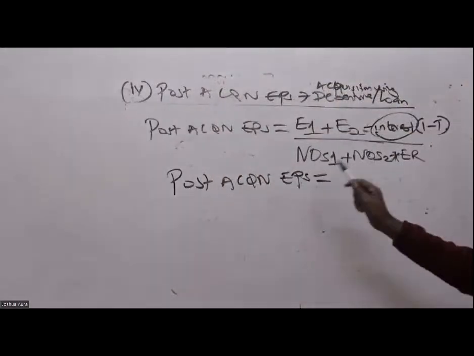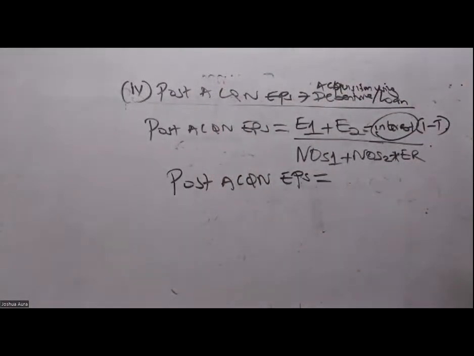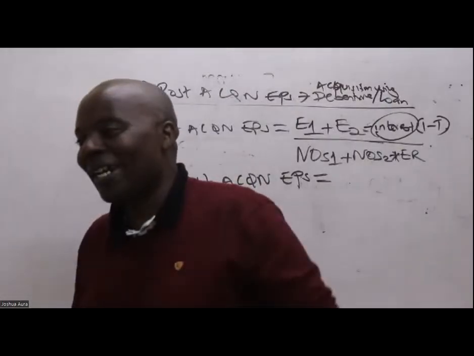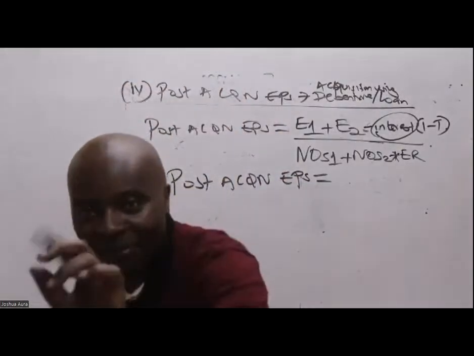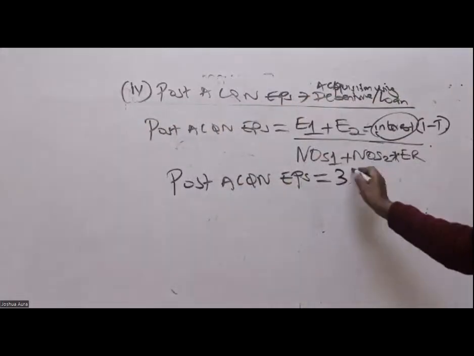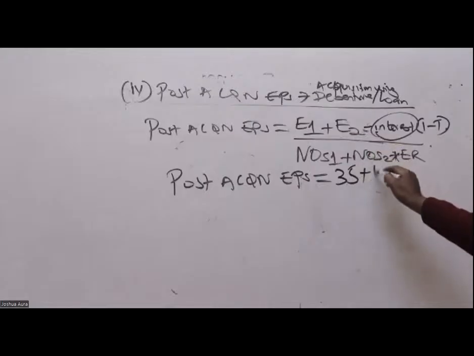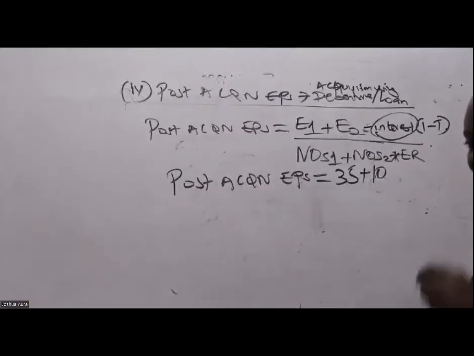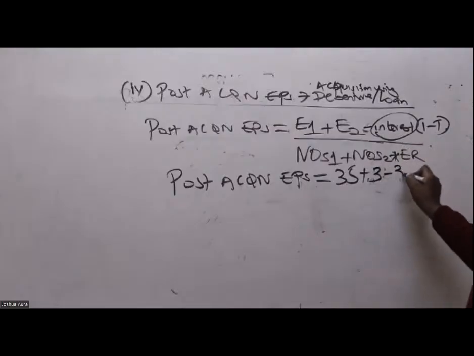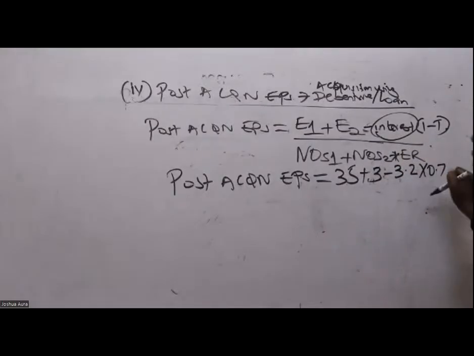So post-acquisition EPS, in this case here, is there somebody who is able to give me the earnings of company one? Earnings, remember, is net income of company one. 35. So this is 35. Plus earnings of company two, you had given me a figure of 3. Interest, it's 3.2 times 0.7.